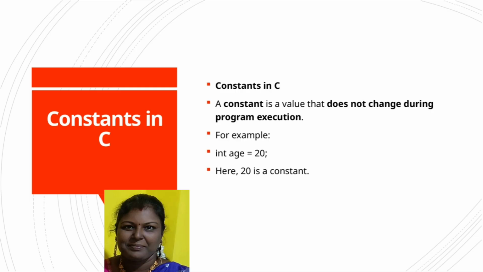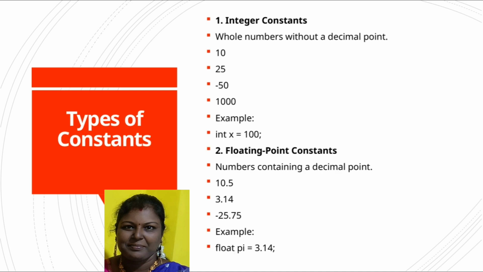Let's talk about constants, values that don't change while a program runs. First, we have integer constants. These are whole numbers, no decimals involved. Think of numbers like 10, 25, or even negative ones like -50. For example, we might write int x = 100 to store an integer constant. Then there are floating point constants. These include decimal points, like 10.5 or 3.14. An example would be float pi = 3.14. Both types are essential for representing fixed values in code.